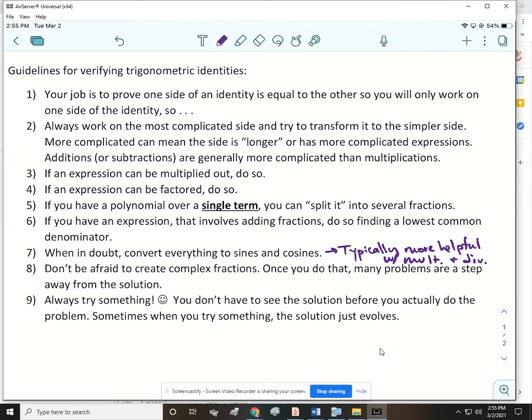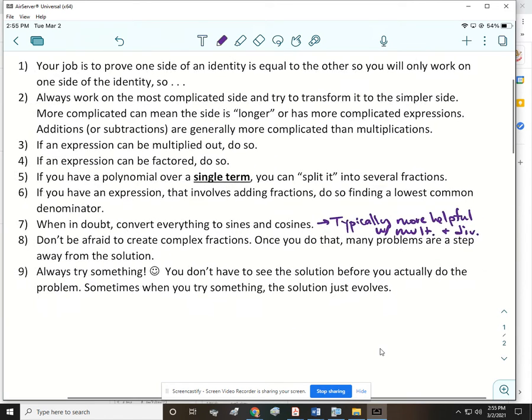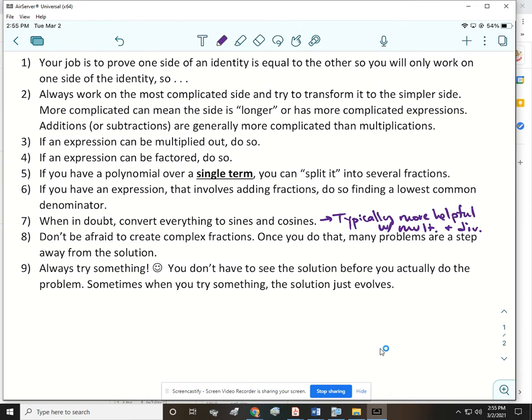Okay. 8, don't be afraid to create complex fractions. So a complex fraction is a fraction within a fraction, which a lot of you don't like. So we've done this some already. So you've had cosine over tangent, and then you decided to do cosine of x over sine of x, cosine of x. That is a complex fraction, and then you're going to multiply by the denominator, and you don't like it, but typically then you are just one step away from the solution once you get it to a complex fraction.